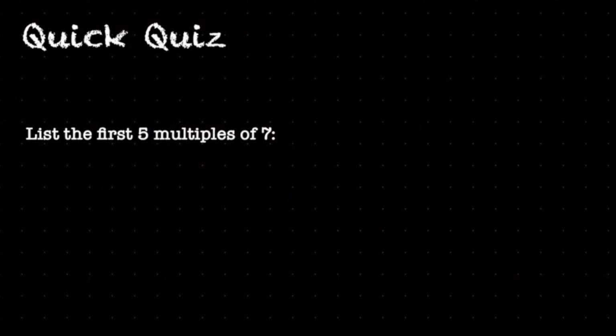Now let's list the first 5 multiples of 7. Now we have 7, 14, 21, 28, and 35. Did you get that?